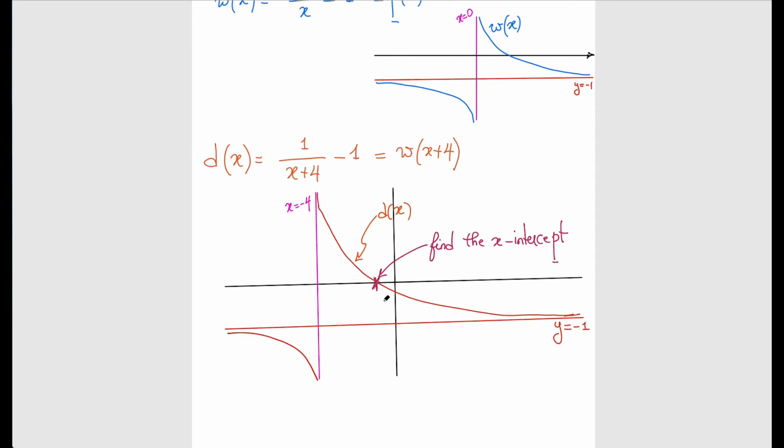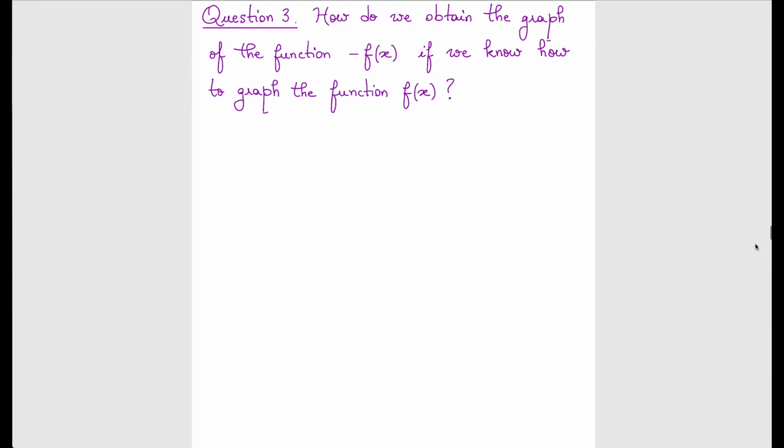How do you find the x-intercept? To find the x-intercept, you need to find the x so that d of x is equal to 0, right? So you want this to be 0, it becomes an equation, you solve it. All right, so let's keep going. Let's move on to the next concept.